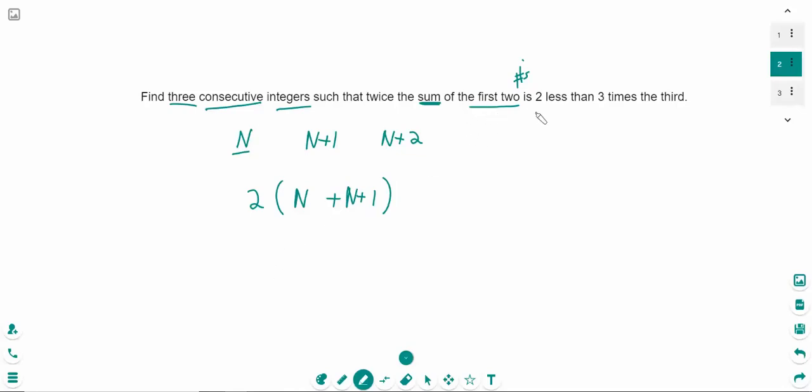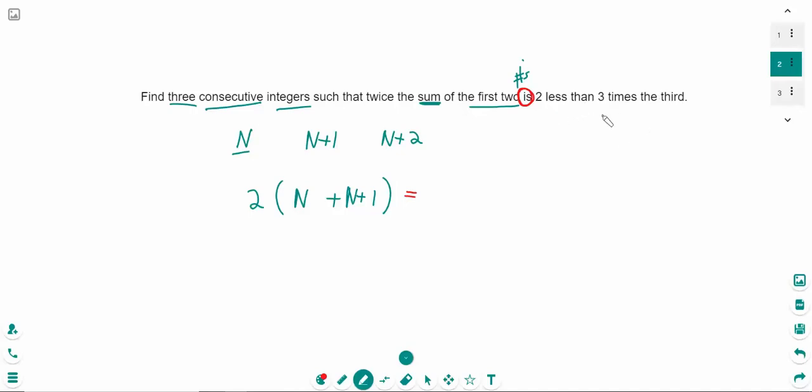Now, what do they say this is equal to? Well, look for the is. Look for the is. Here's the is. I'm covering up my number there. Here's the is. That's our equal sign right there. So at this point, we can say that this twice the sum of the first number and the second number equals 2 less than 3 times the third. Okay? 2 less than 3 times the third.